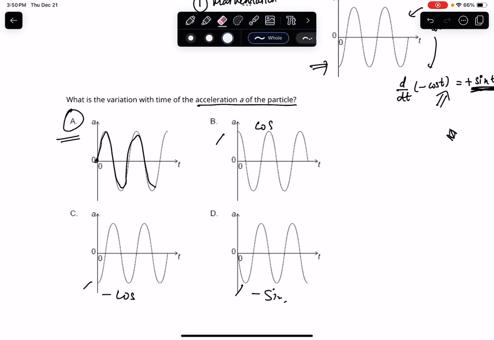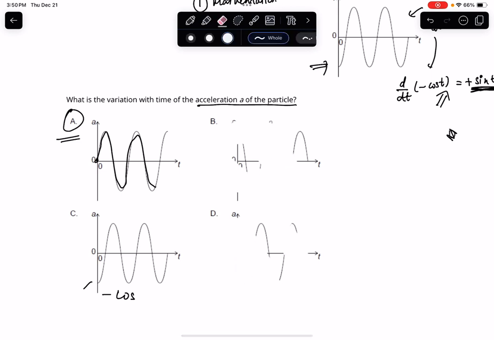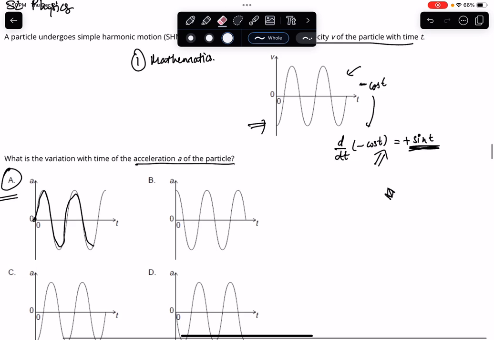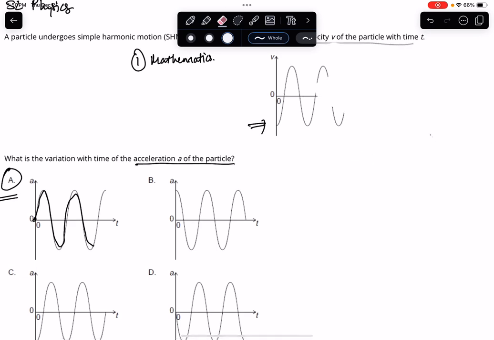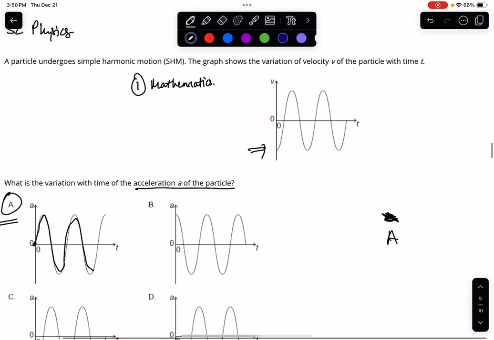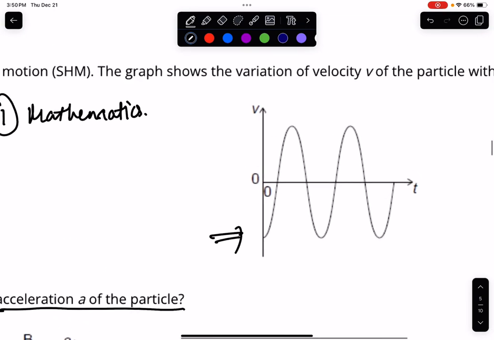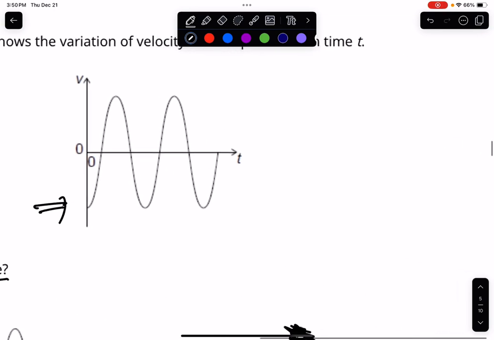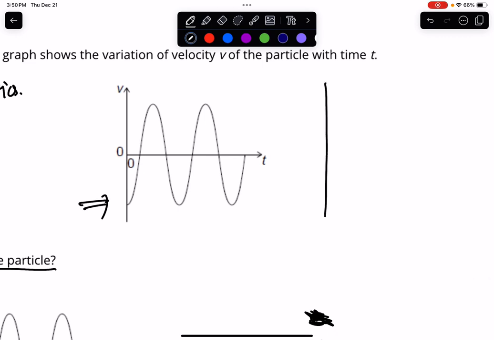I will elaborate on this further. This is a good trick for SHM if you want to save time. Also, the answer for this is A and not D, so that's why I deleted this. The first thing to realize is we should draw a conventional cosine curve. So if you have a conventional cosine curve, this is what it is going to look like. Let's say this is theta and this is cosine of theta.